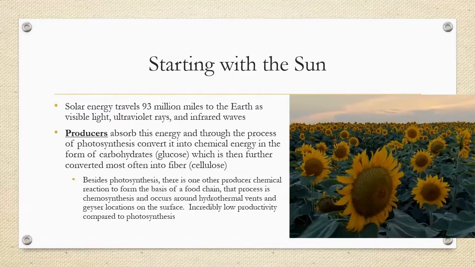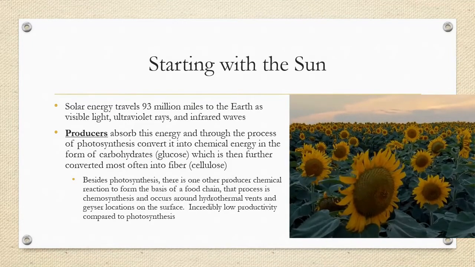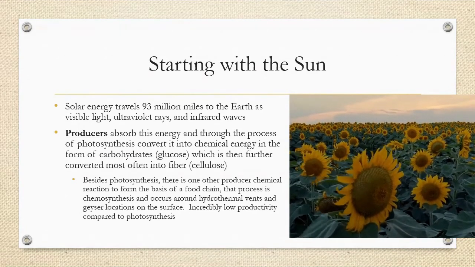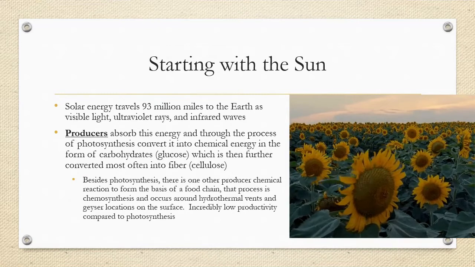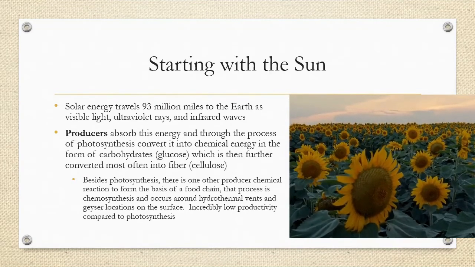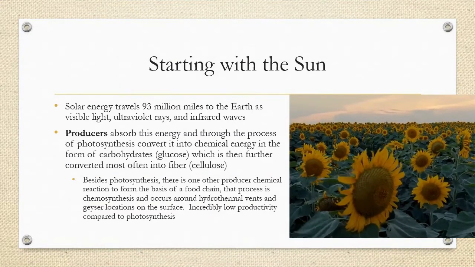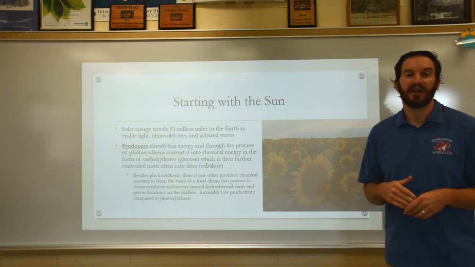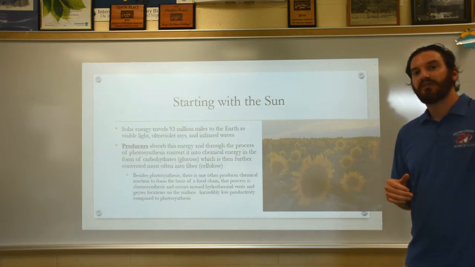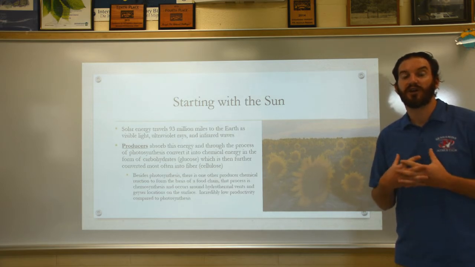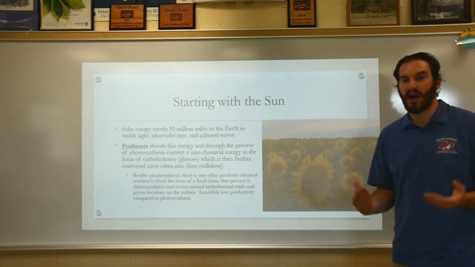So let's start with the sun. Again, it travels 93 million miles to the Earth as visible light, among other types of radiation, ultraviolet radiation, infrared radiation. All of that is coming into the Earth. Then, the first organisms that we're going to learn about today are called producers. Why are they called producers? Because they produce the first biomass to start any food chain or food web. What they are able to do is take in solar energy and go through the process of photosynthesis and generate biomass from it.